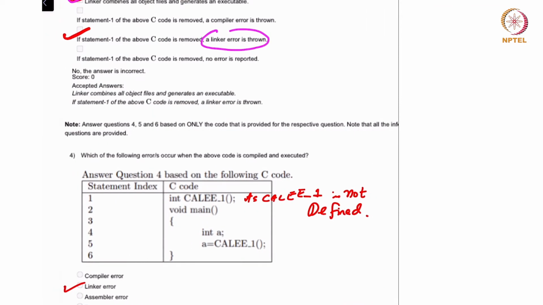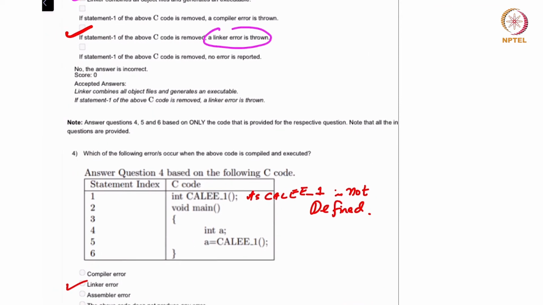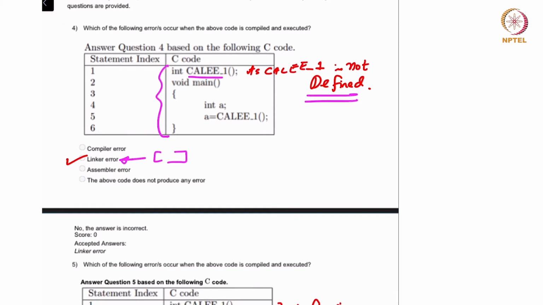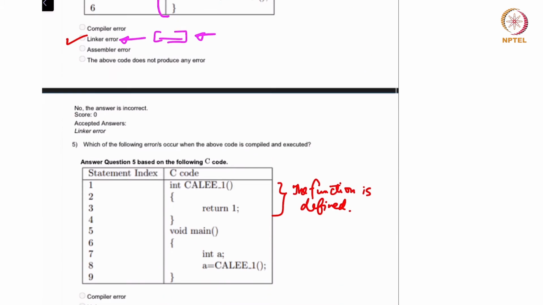Moving on to question 4. Which of the following errors occur when the above C code is compiled and executed? When this code is compiled and executed, there exists a linker error. Why so? Because the function callee_1 is being declared, however it is not being defined. During compilation, the compiler sees that there is a valid declaration, but there's no definition for callee_1, which is not observed by the compiler. It is observed only by the linker, and hence it is a linker error.